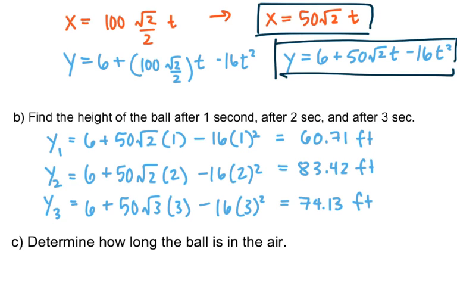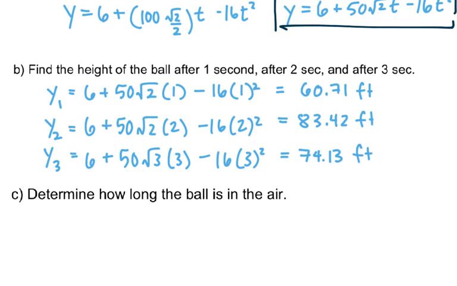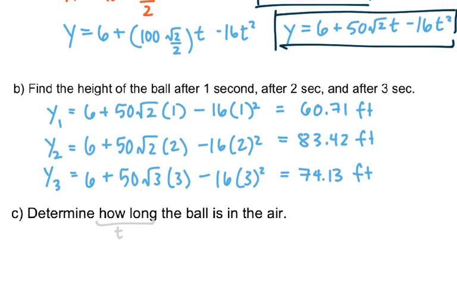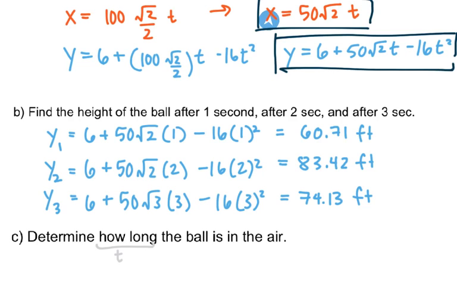Part C of this question asks us to determine how long the ball is in the air. How long? What does that mean we should find? In this situation, that means we need to find time. So that must mean we know either an x or a y output value, because we need to be able to find t. So we need one of the other variables.